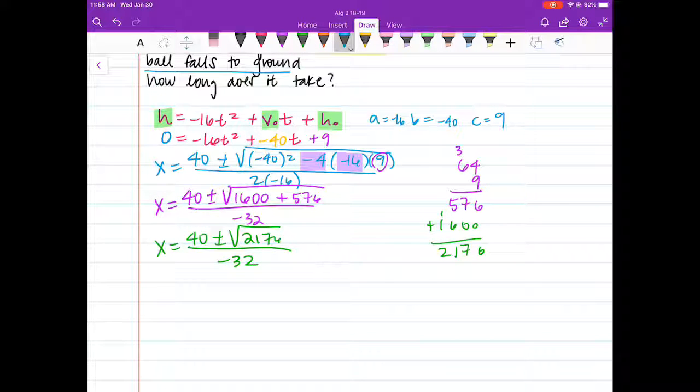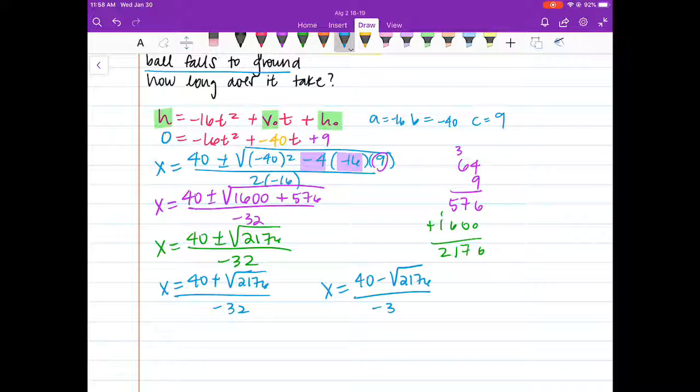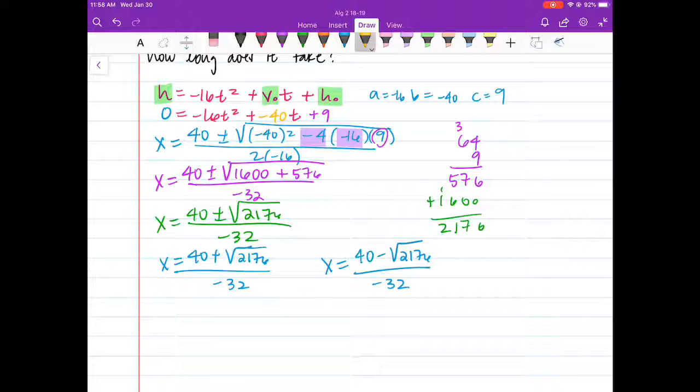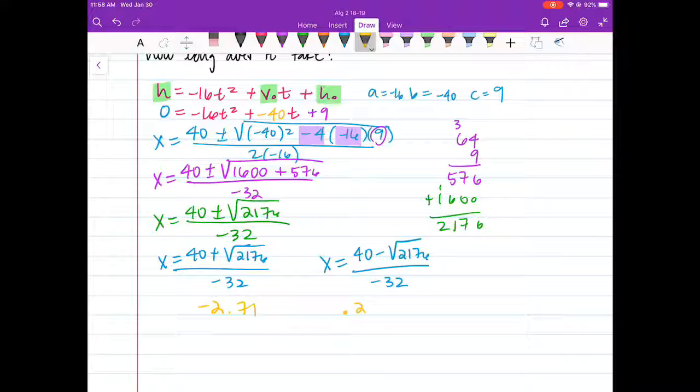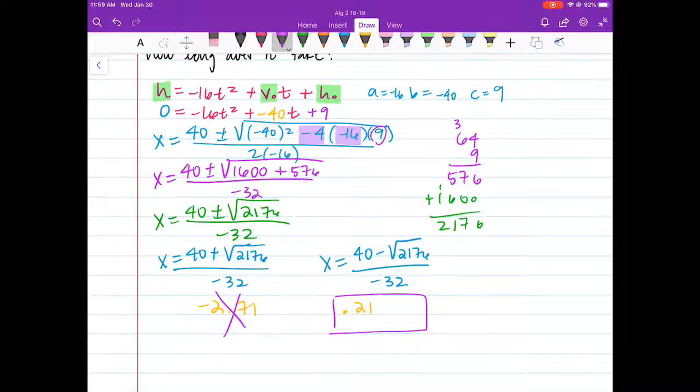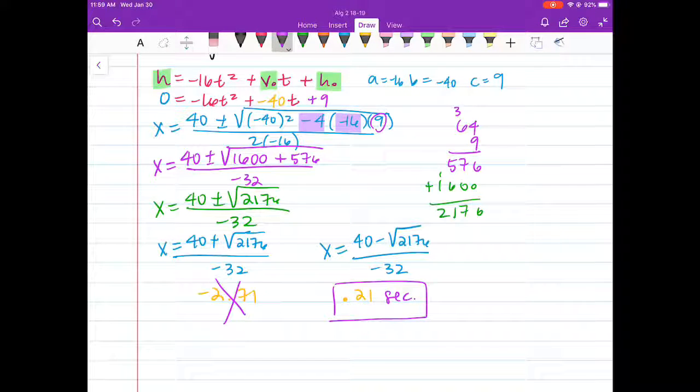When we plug these into our graphing calculator, or just any calculator for that matter, we have x equals 40 plus radical 2176 over negative 32, and 40 minus the square root of 2176 over negative 32. When we plug the first guy into our calculator, we get a negative 2.71-ish. Plugging the second one in, we get about 0.21. Now remember, these are both in terms of seconds, so I don't want my negative answer. That makes no sense. So my final answer is about 0.21 seconds.